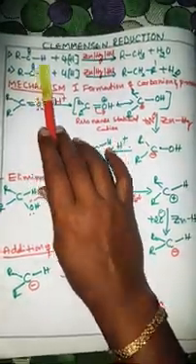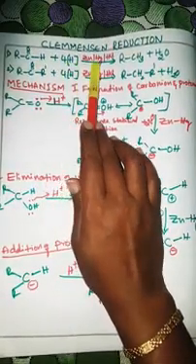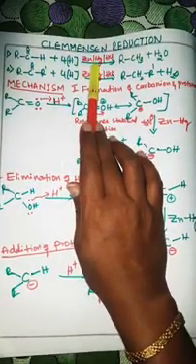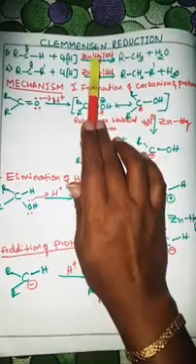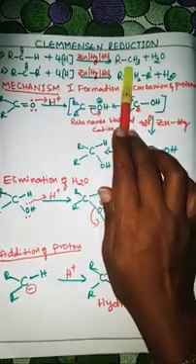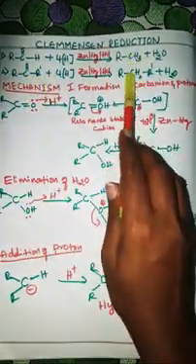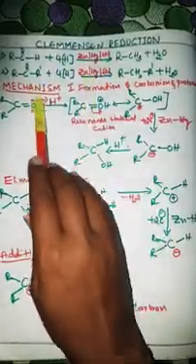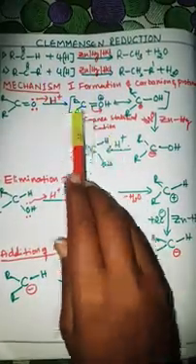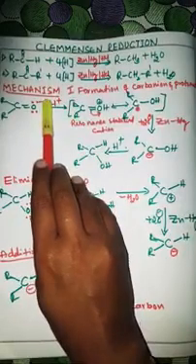Aldehydes or ketones undergo the reduction reaction in the presence of zinc amalgam and HCl, also called amalgamated zinc, to yield hydrocarbons. Both in the case of aldehydes and ketones we get hydrocarbons. Let us consider the mechanism for ketones, that is, the Clemmensen's reduction mechanism.